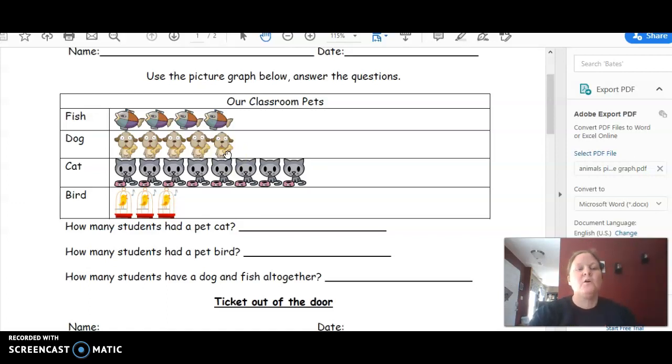All right. How many students had a pet fish? You have to find your fish row. What did you get? 4, right? 1, 2, 3, 4. Now we're going to get a little trickier. You ready? How many students had, listen carefully, a dog and a fish? We're going to add them all together. Dog and fish. So count the fish and the dogs.